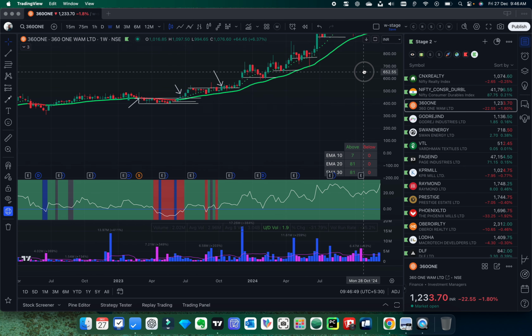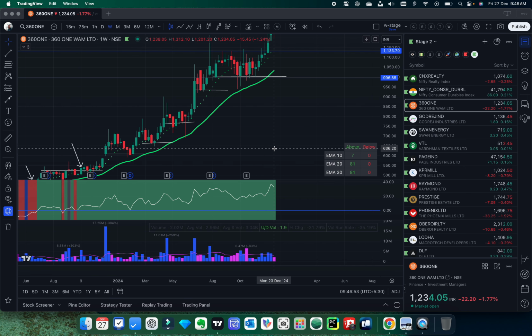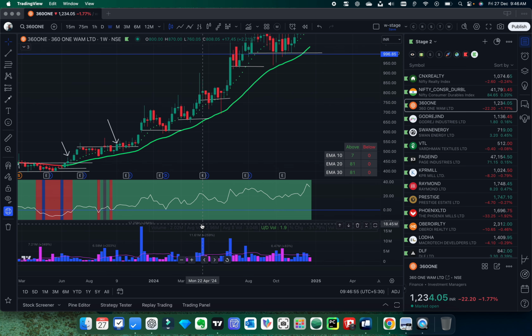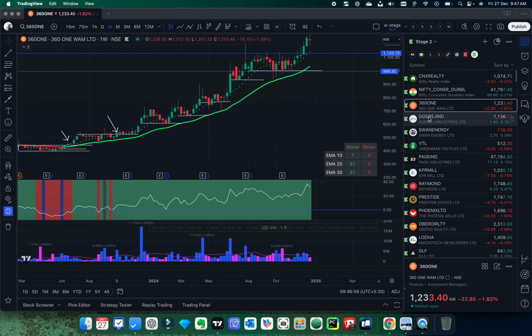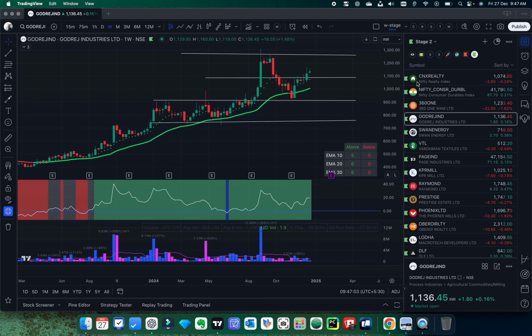I hope you got a good understanding of stage 1 and stage 2 from this example, and you see every time there is a breakout, there is good volume here, positive volume. Let us now see the second example of stage 2.